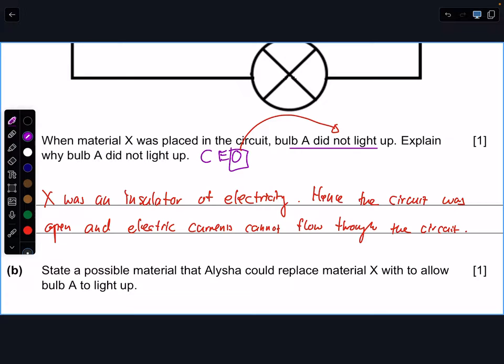Okay, so this is my C, my circuit, and then my O. My O is already here, so my E is here. So during the exam, I want you to write down CEO and check it off every time.